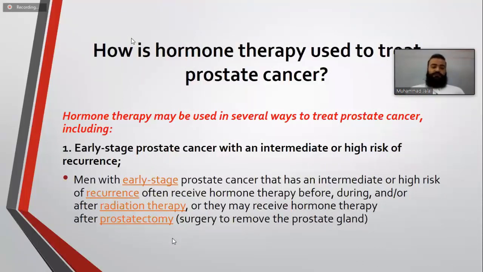How is hormone therapy used to treat prostate cancer? Hormone therapy may be used in several ways, including for early stage prostate cancer with an intermediate or high risk of recurrence. Men with early stage prostate cancer that has an intermediate or high risk of recurrence often receive hormone therapy before, during, and after radiation therapy. They may receive hormone therapy after prostatectomy, surgery to remove the prostate gland.